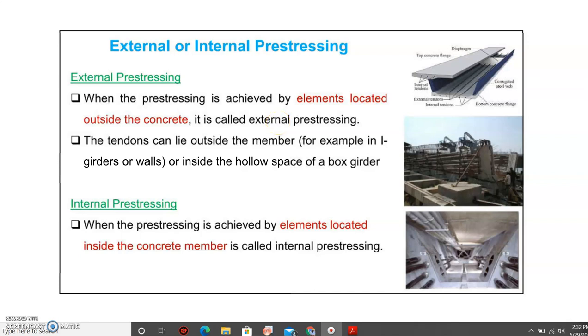This is a continuation of the introduction to pre-stressed concrete structures, part 1. Today we will discuss the types of pre-stressing: external or internal pre-stressing. If pre-stressing elements are provided outside of the concrete structure, it is known as external pre-stressing. The best example is tendons provided outside of a box girder, I-girders or walls. If tendons are provided within the concrete structure, it is known as internal pre-stressing.